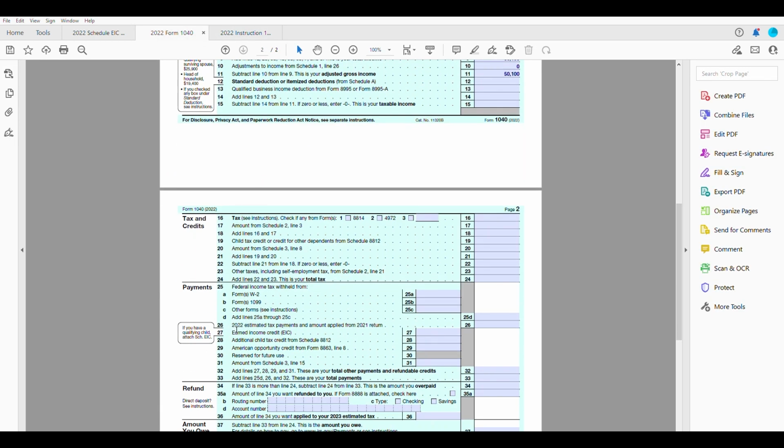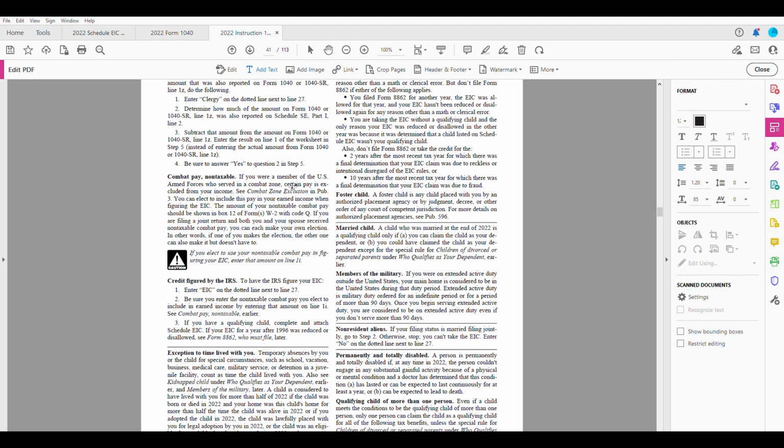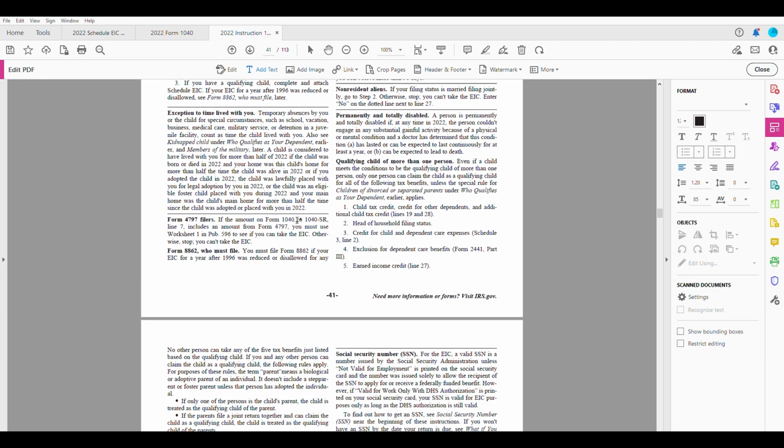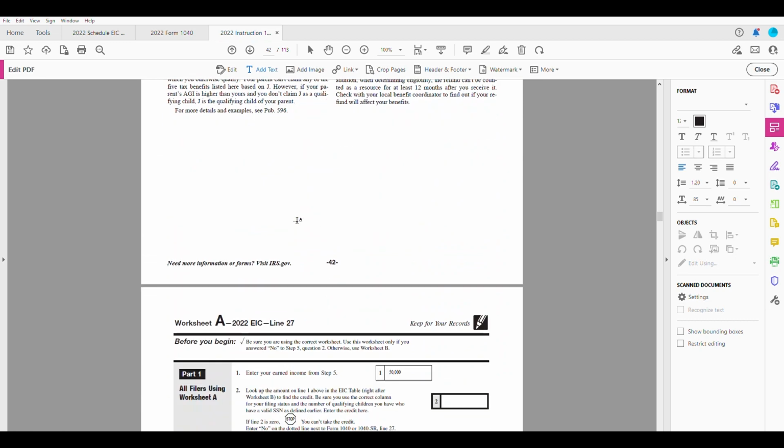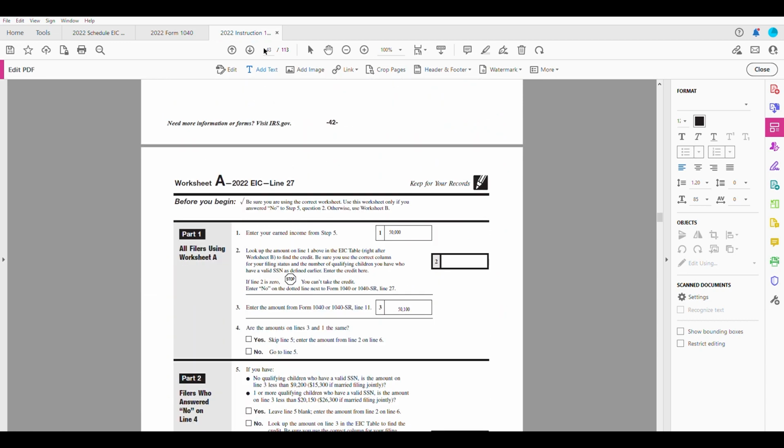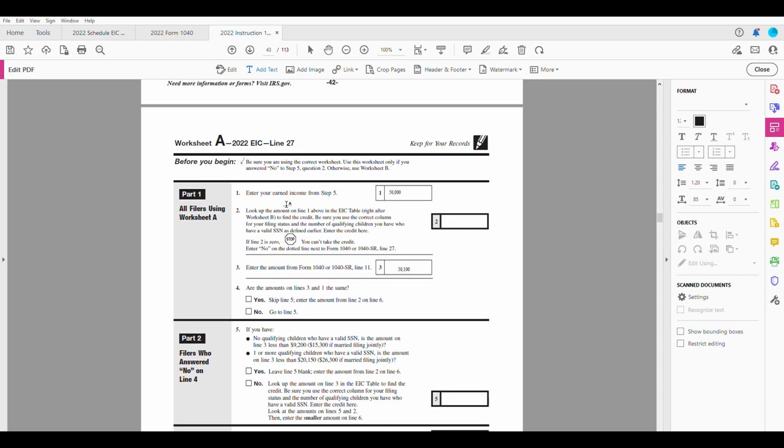And that, if you go here, this is line 27, you would enter EIC in the dotted line, and then the IRS would calculate it for you. But in our example, we want to calculate this ourselves, so we'll go to Schedule A, as mentioned. So we'll scroll down. Schedule A is on page 43 of the 1040 instructions for 2022. Enter the earned income. We have the $50,000 right from our W-2 earned wages.